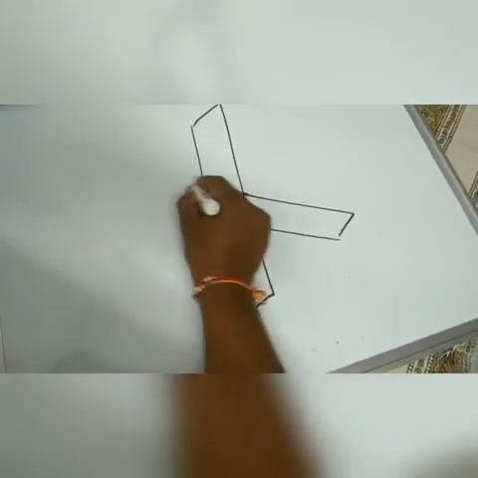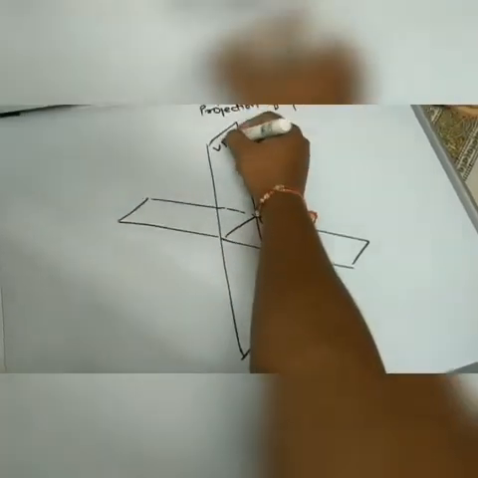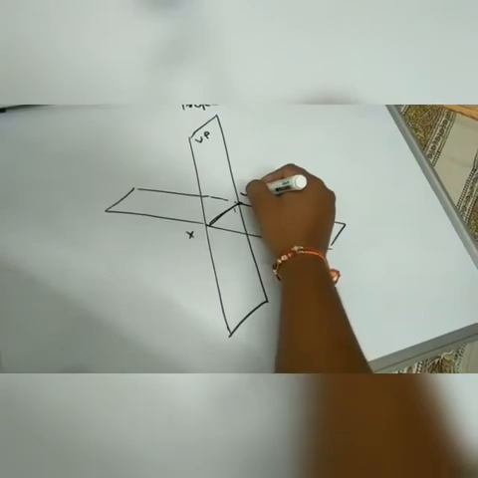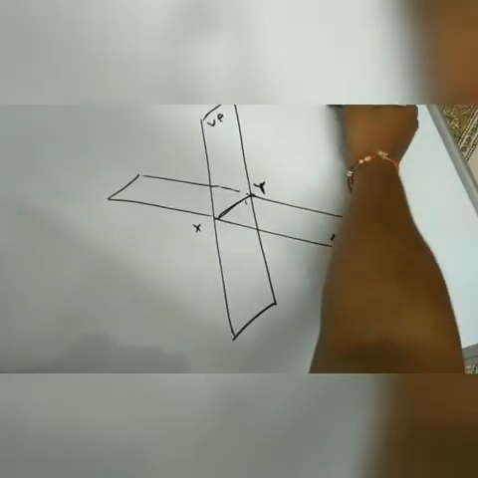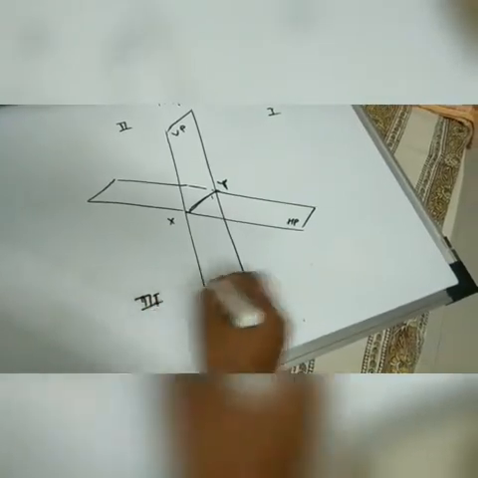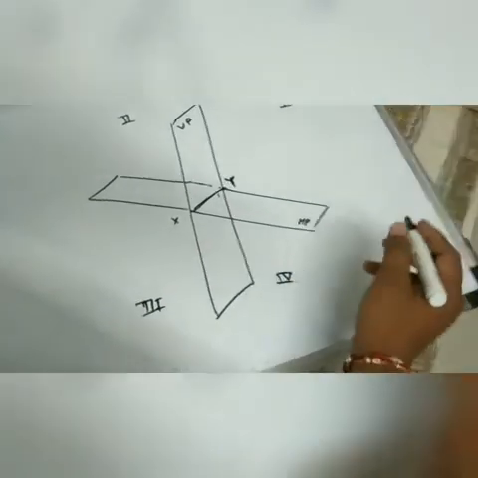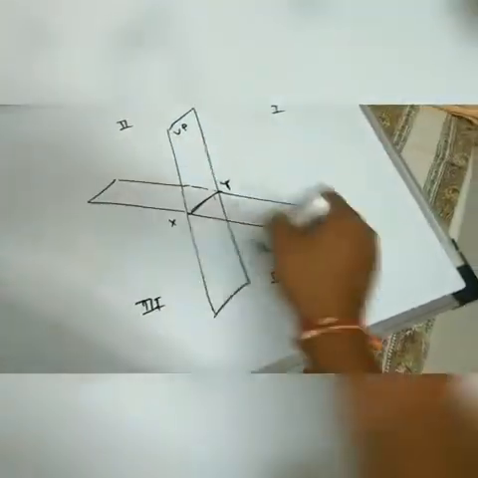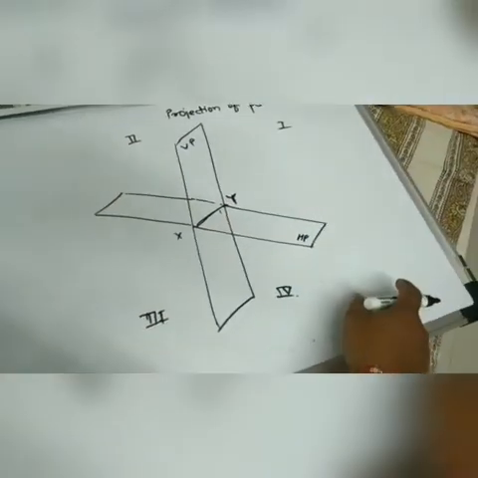Okay, so let us see. This is a regular reference planes. This is VP and HP. This is XY line. Okay, now as you know, these two planes divide space in 4 quadrants. Now a point in 3D space, it could be located in any one of the 4 quadrants.